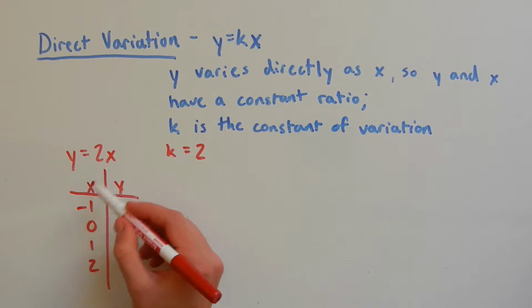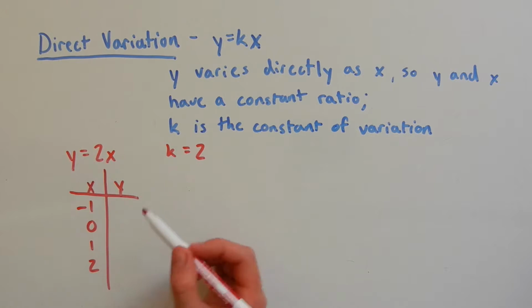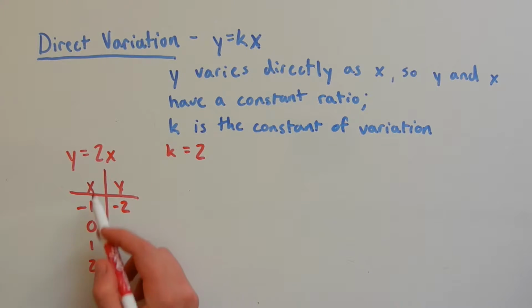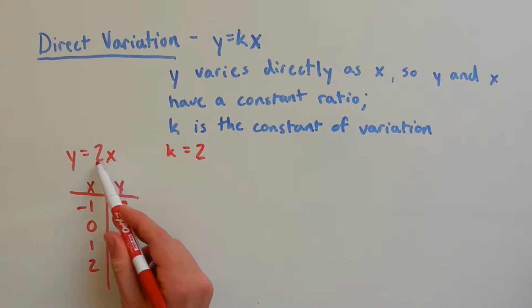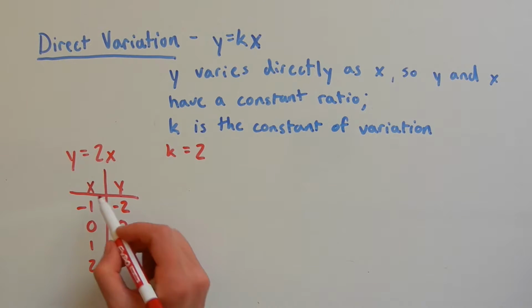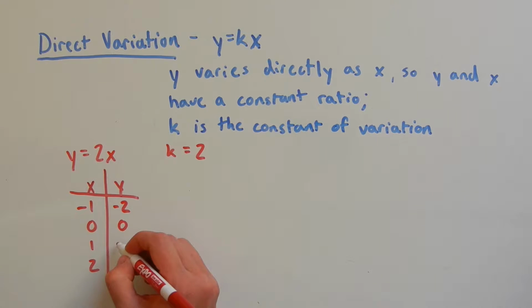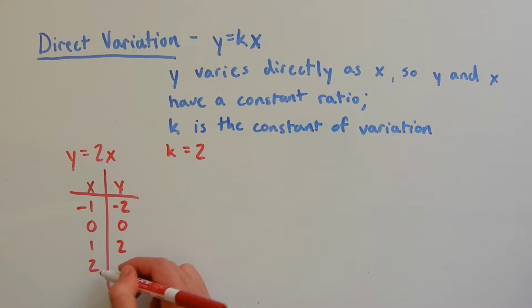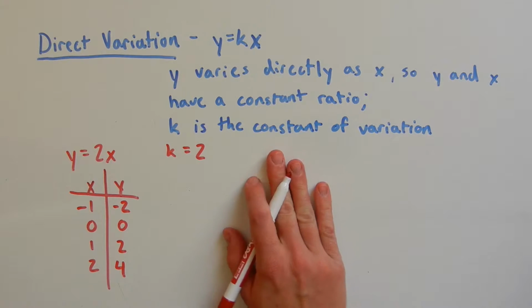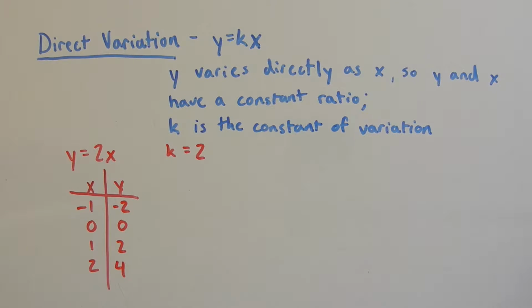If x is -1, -1 times 2 equals -2. If x is 0, 0 times 2 is 0. If x is 1, 1 times 2 is 2. And if x is 2, 2 times 2 is 4. Let me go ahead and draw out our coordinate system, and then I'll graph those.